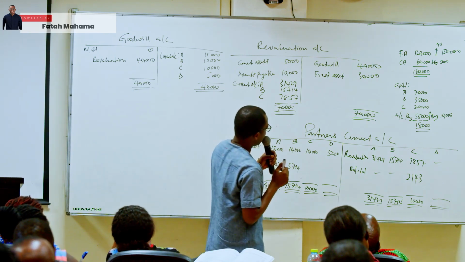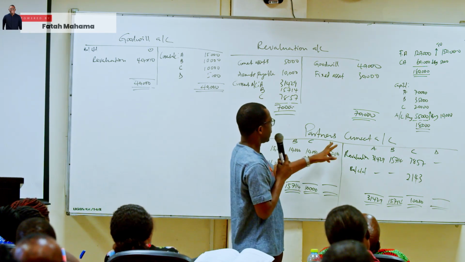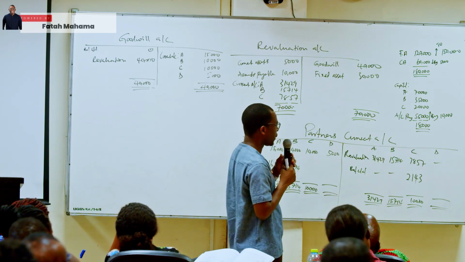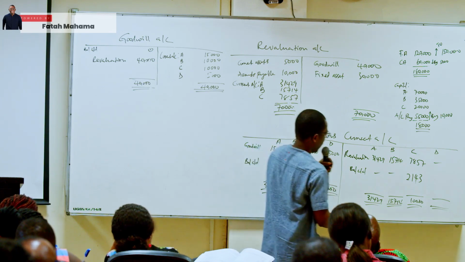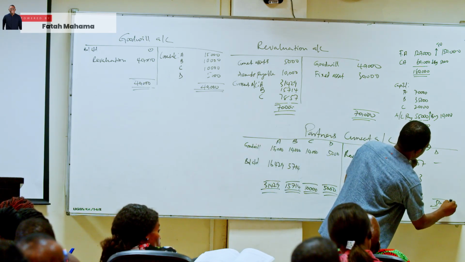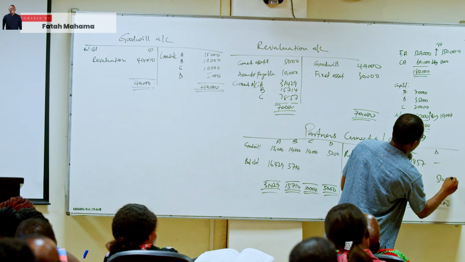And the last one, again, this side is bigger. There's nothing on the other side, right? So 5,000.